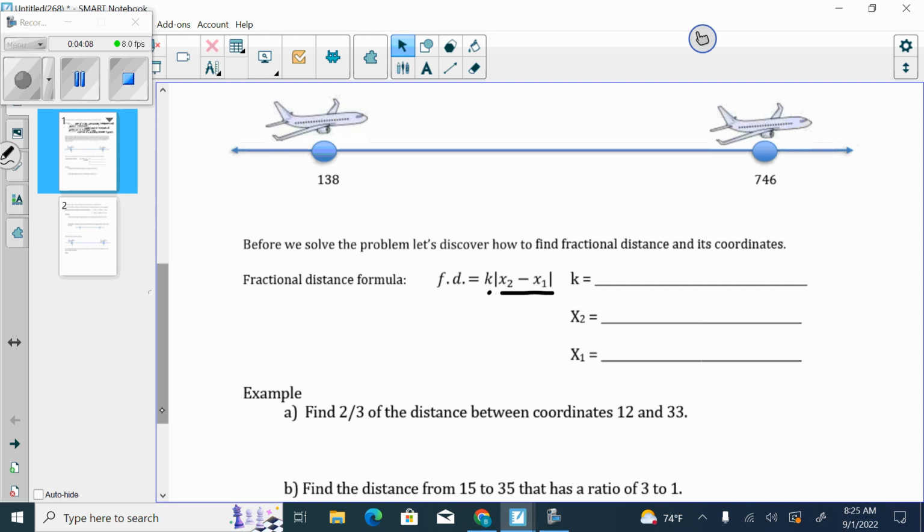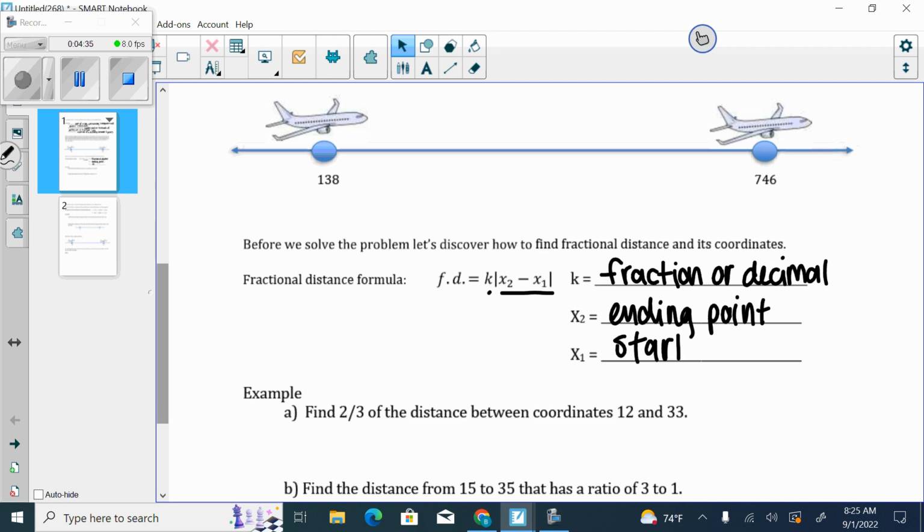So k is going to represent your fraction, or they could write it as a decimal, of how far or how much of the distance they're actually wanting you to go. And then just like yesterday, our x2 is still our ending point. And x1 is still our starting point. Okay, so then they give us a couple of examples here.